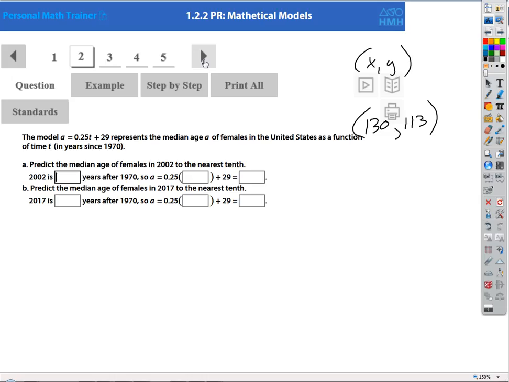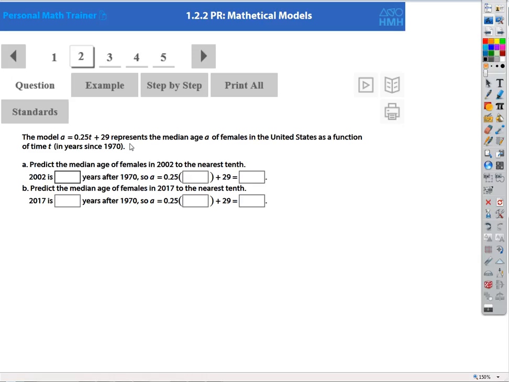Number 2 is really simple, not asking you to do very much at all. Number 2 is giving you a model and just wants you to use it. So what's this saying here? The model A equals 0.25t plus 29 represents the median age A of females in the United States as a function of the year. The time, which is going to be the year since 1970.